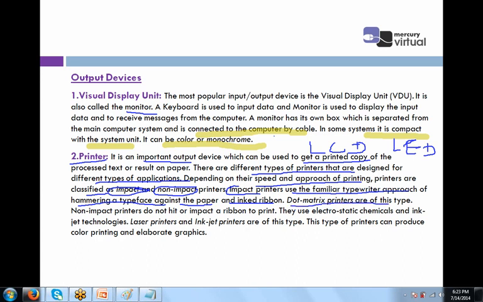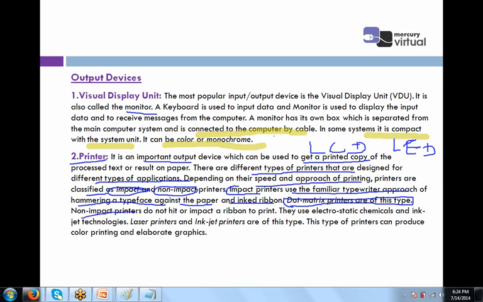Dot matrix printers are one of this type. This is a category of impact printer. There are different categories of impact and non-impact, but in this slide there is only one category because today is only the introductory class, not the full-fledged class. Introductory means just an overview of the basic concepts, just the basic design of the computer.